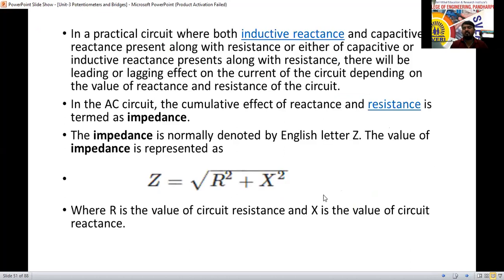We know the formula of the triangle here. All of you know this triangle. I will consider this side as the resistance, this one as the reactance, and this one as Z. So we can write Z square equal to R square plus X square.